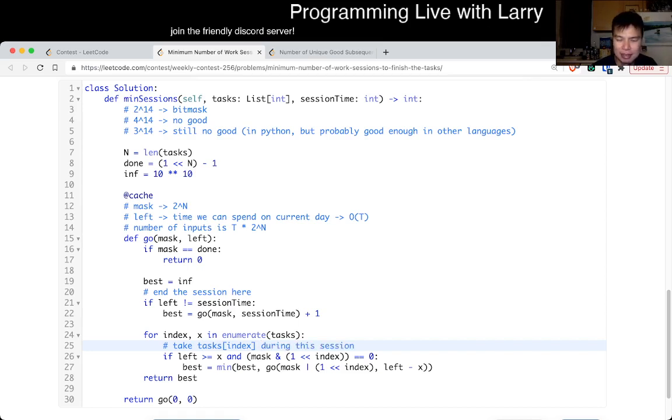So that's basically the idea, and there are some minor optimizations you can do, like you can sort tasks and then not do any adjacent duplicates, so that you're basically just removing duplicates, but that's fine. But basically, if you have enough time left, if left is greater than x, which means that we have enough time, and we have not used it yet.